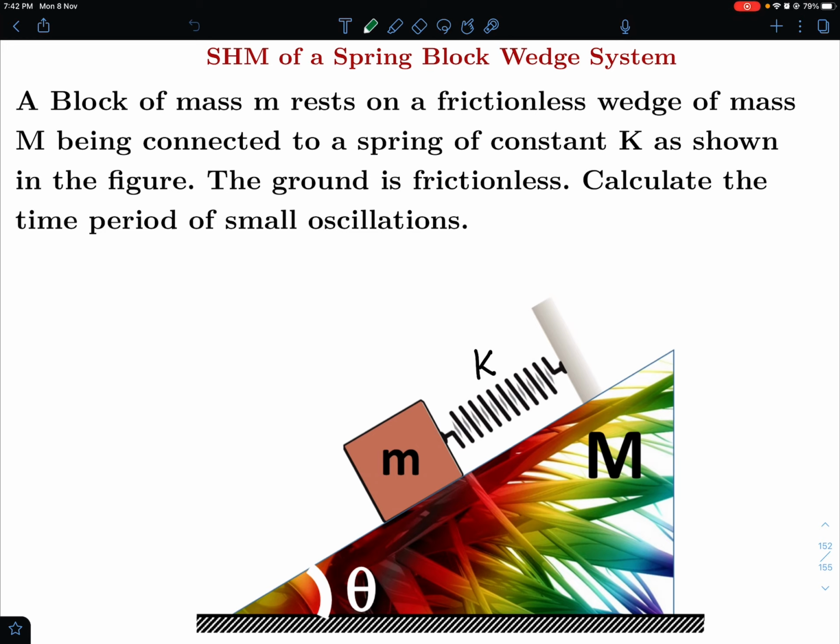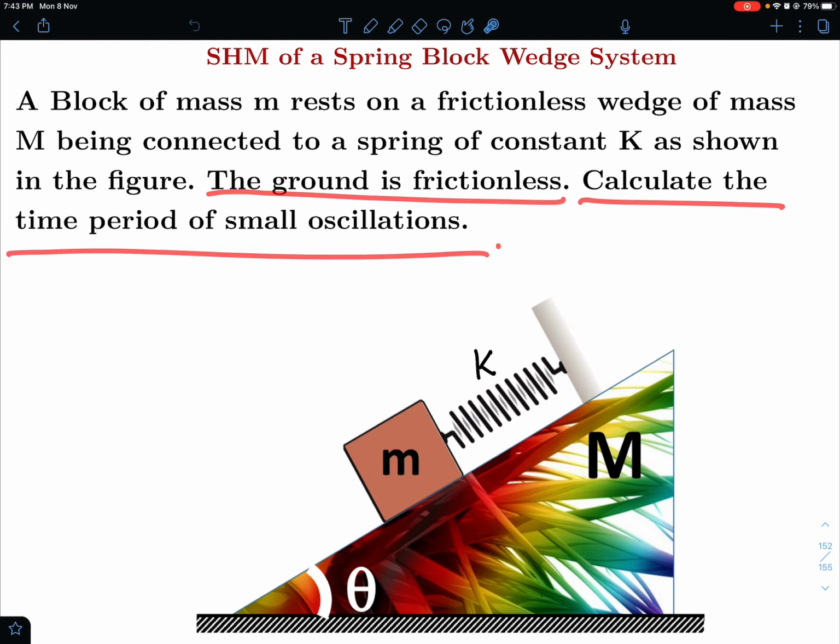So the problem is that a block of mass m rests on a frictionless wedge of mass capital M. The block mass is small m and the wedge mass is capital M, being connected to a spring of constant capital K as shown. This is a spring of constant capital K. The ground is frictionless. Calculate the time period of small oscillations.